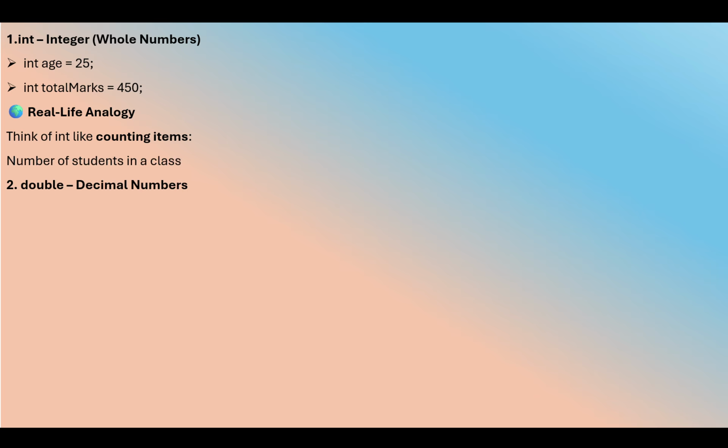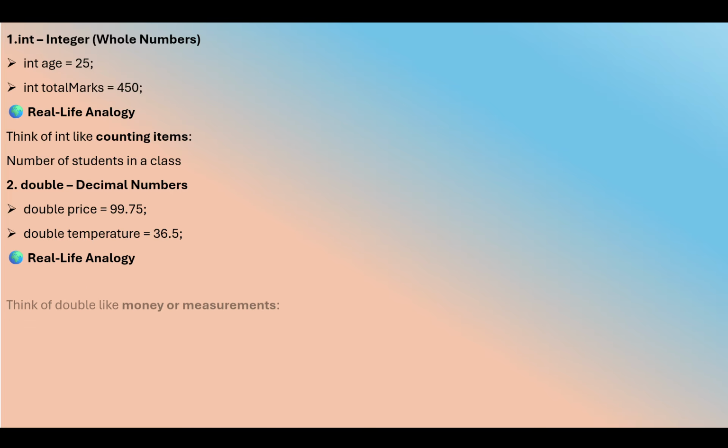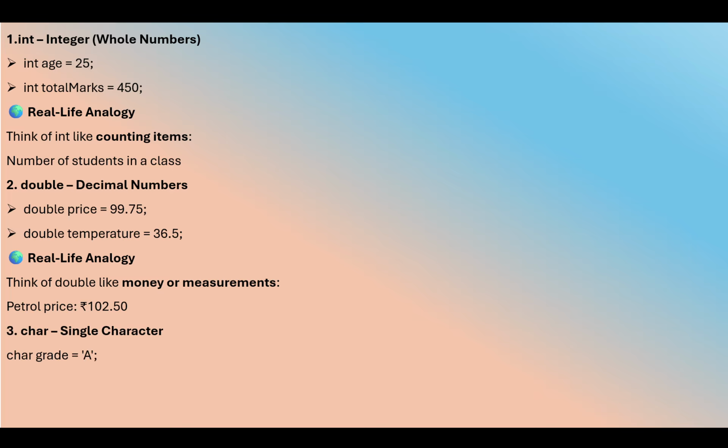Now, the second one is double. This data type deals with decimal numbers. Again, if we take the example of a class, students can express their percentages in decimal numbers, right? They can have a percentage of 98.3, 99.8, something like that. So we have other examples also here. Temperature can be expressed in decimal values, and petrol price.